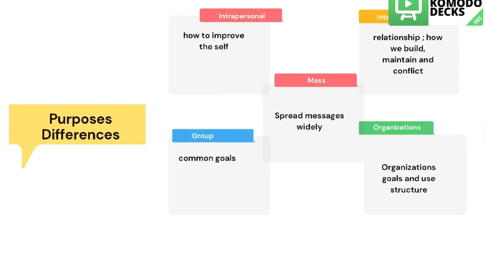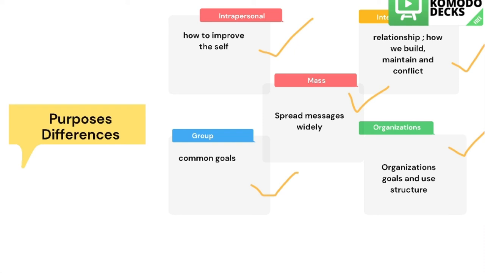So this is the summary of the goals or purposes of the communication levels. This is the goal of intrapersonal communication, this is the goal of interpersonal communication, this is the goal of group communication, this is the goal of organization communication, and the last is the goal of mass communication. You can use the points here to make sure which level an event of communication belongs to.